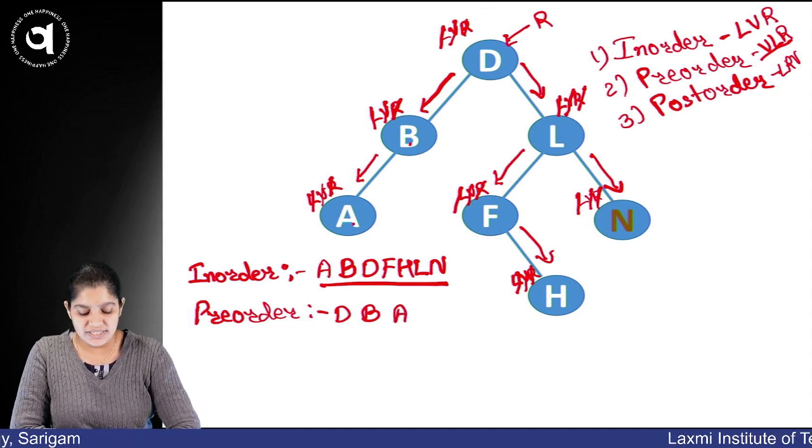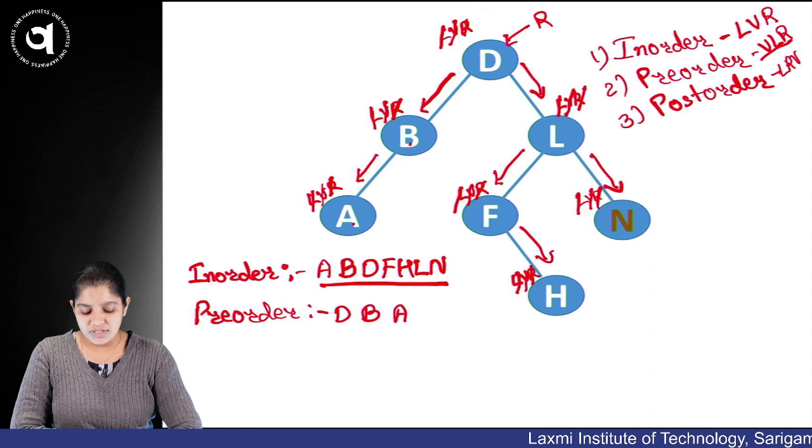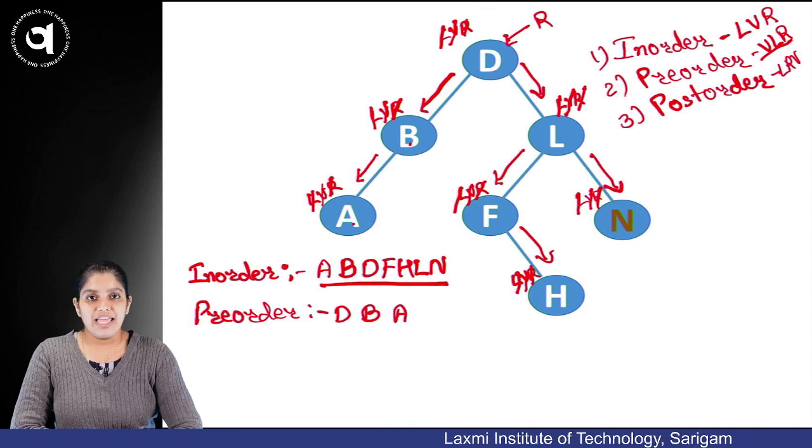So, first we need to visit D. We have visited D, then again we go for the L part, VL. So, we go towards the left. Then we visit B, then again we go towards the left one. Then A, then L, V, L, R. So, visit A, then left is null, right is null. So, we need to go back.